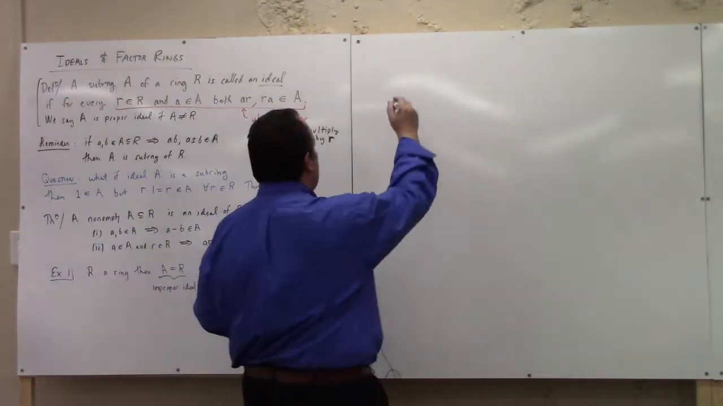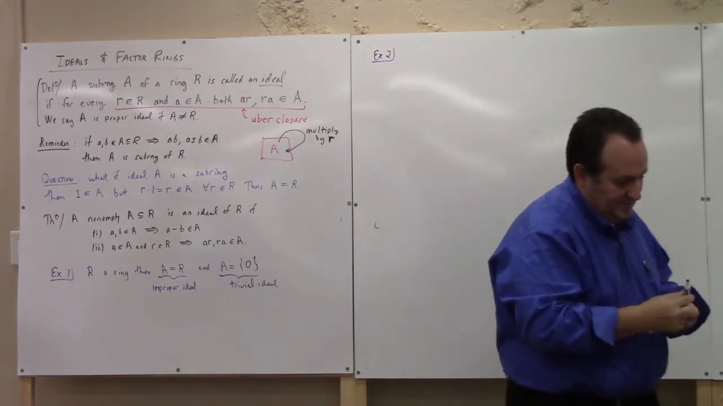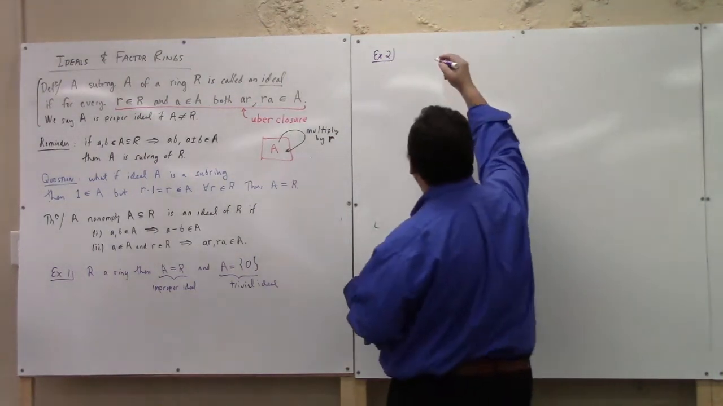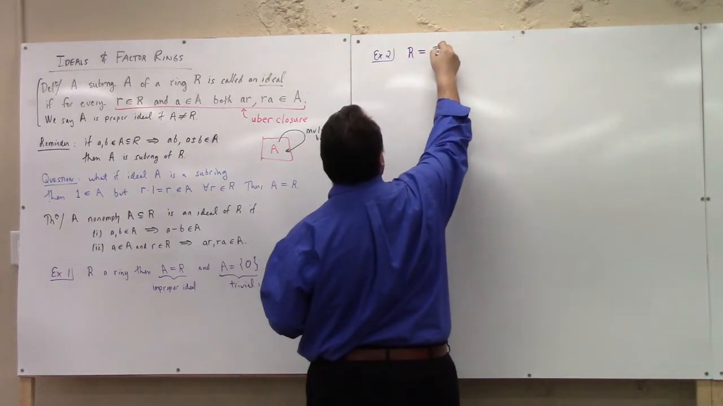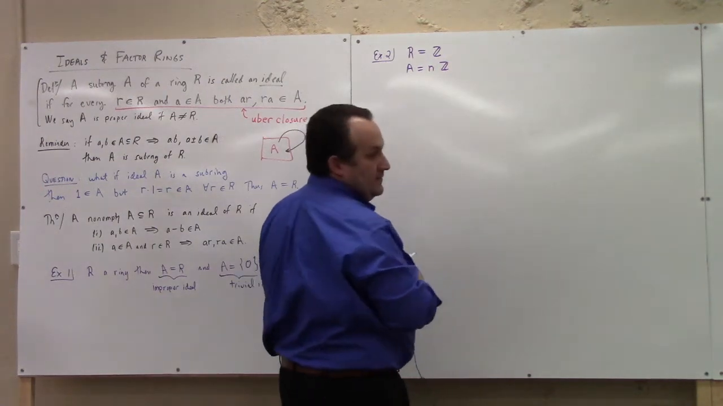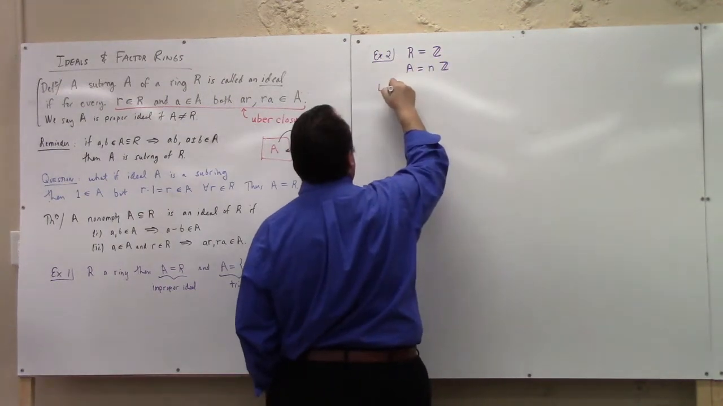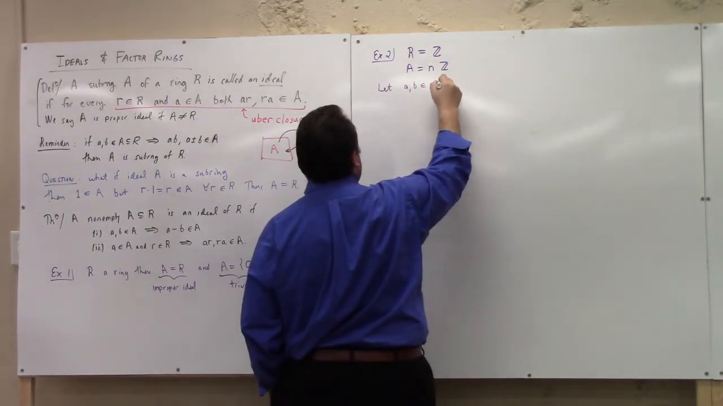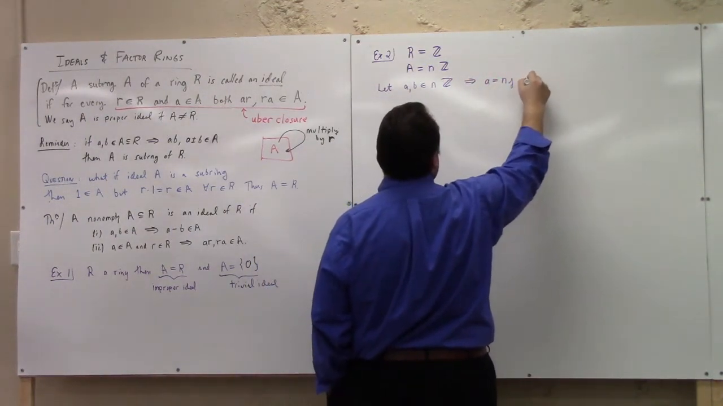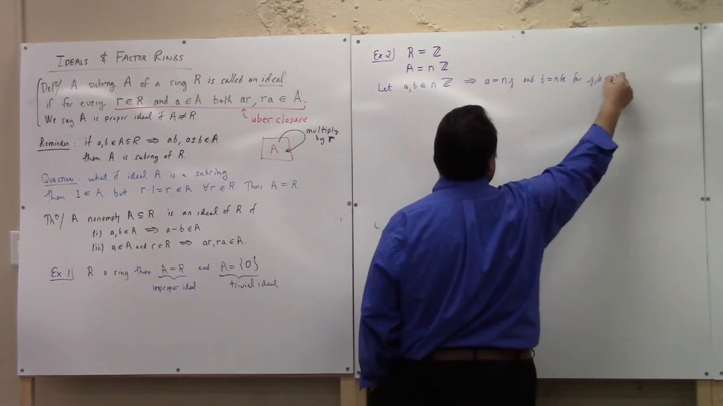Example 2. Here's where we have already been talking about ideals. If we take the ring R to be the integers, then you can take A equal to nZ. Let a and b be elements of nZ. That means a is equal to nj, and b is equal to nk, for j and k in the integers.